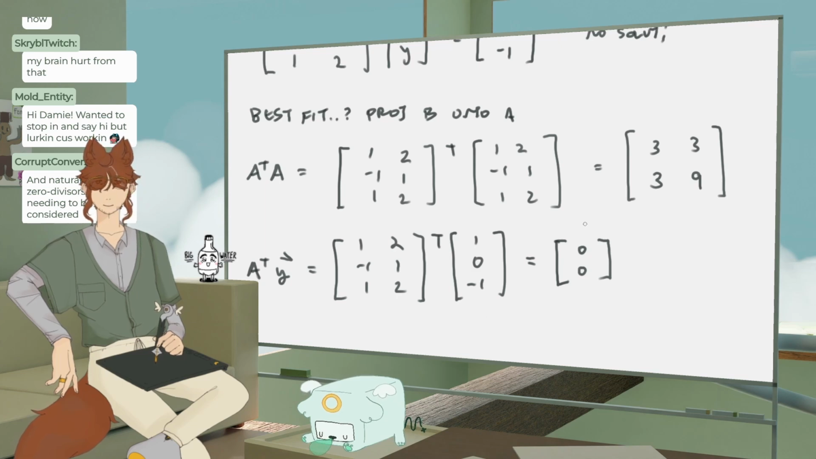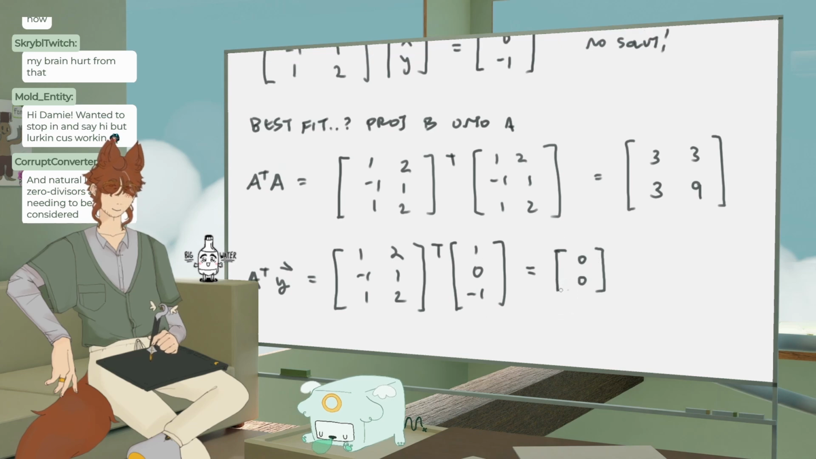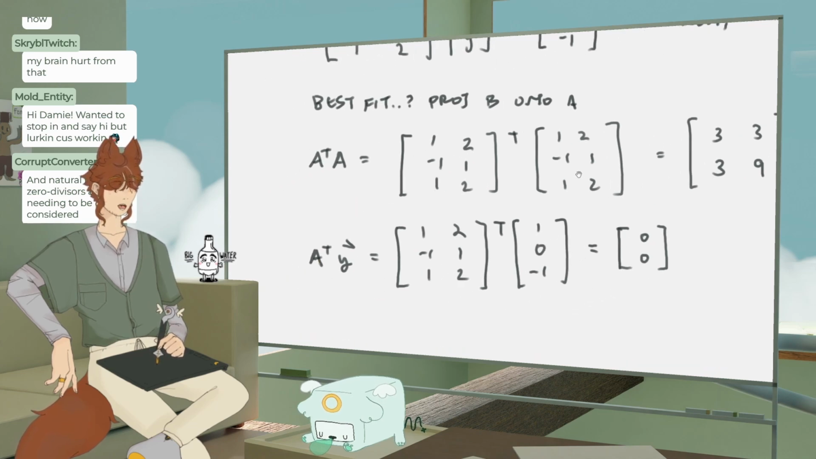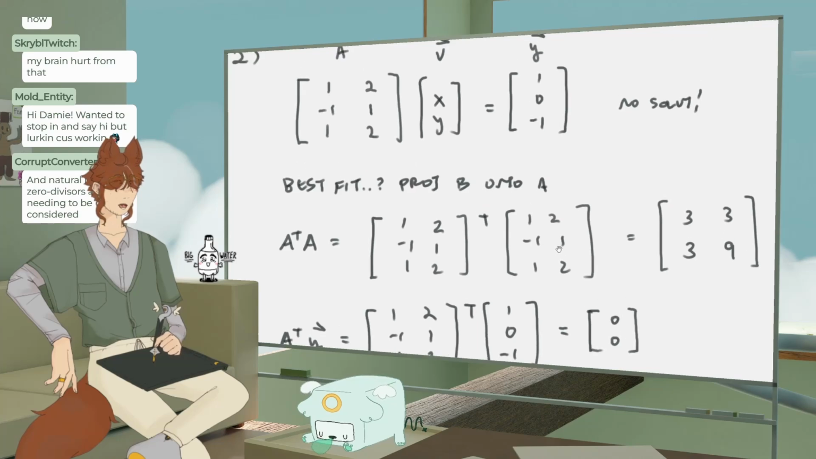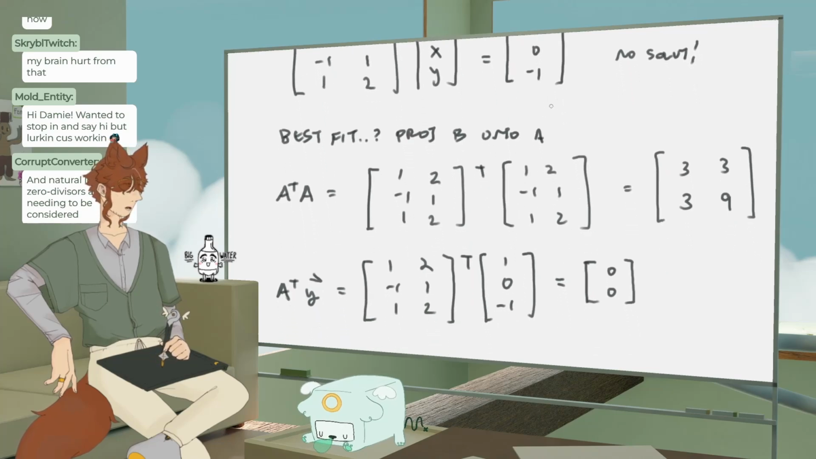Natural logs of 0 divisors needing to be considered. Ooh, how do you even do that? I considered them. I don't like considering them. I just stop. I'm like, yeah, I considered. Done. Goodbye. I really dislike that this is 0. This shouldn't be 0. That means that the 0 vector is our closest vector. And that's just not... I don't vibe with that.